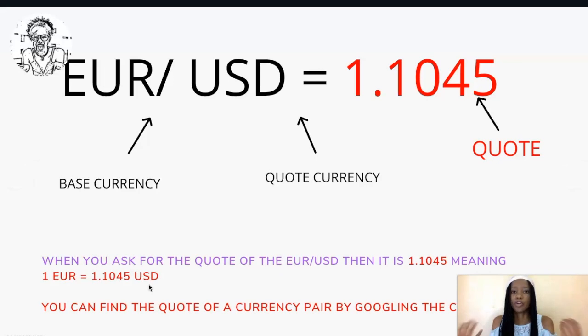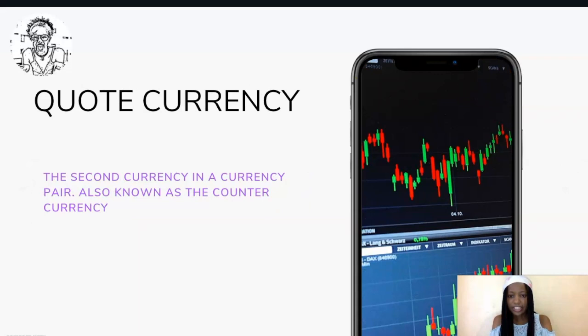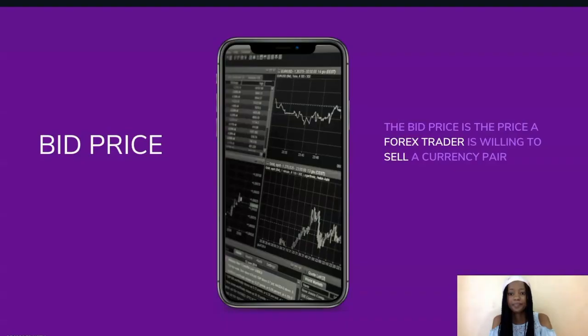So for example, you want to know the quote of the pound USD, you want to know the quote of the euro pound, you want to know the quote of the euro USD. You can easily just Google the currency pair. So the base currency, as we've talked about, is the first currency in a currency pair. The quote currency, as we've talked about, is the second currency in a currency pair.